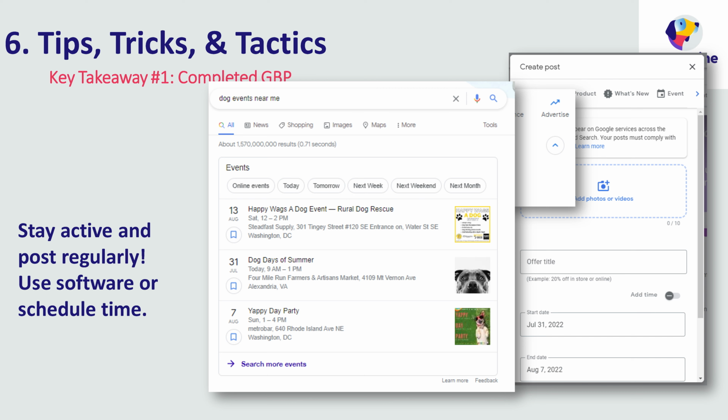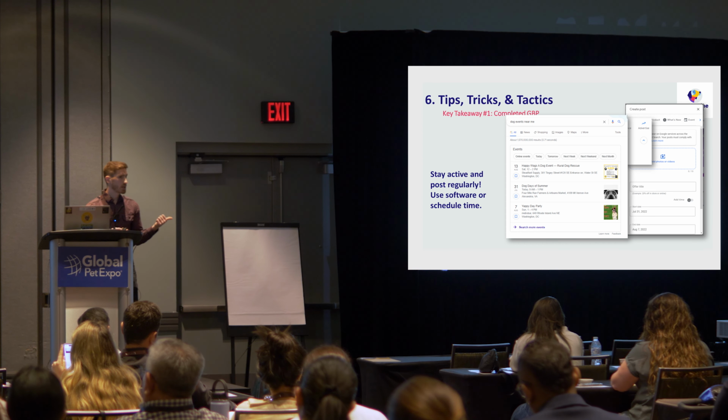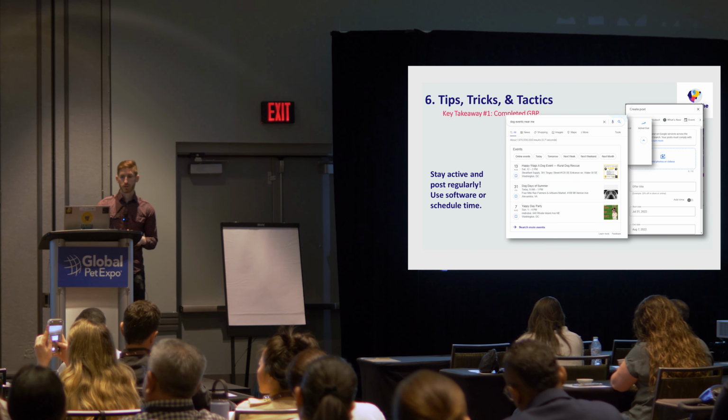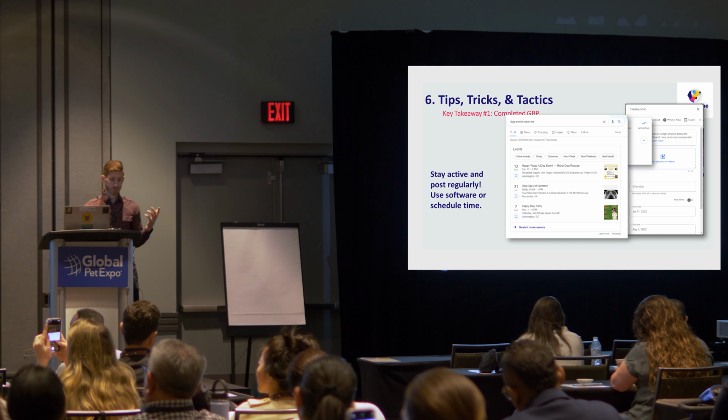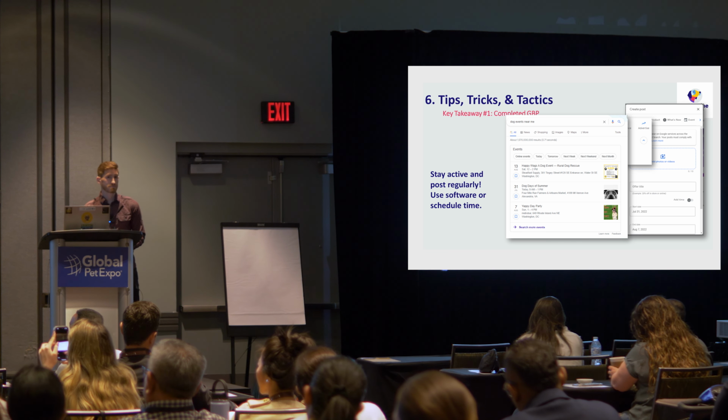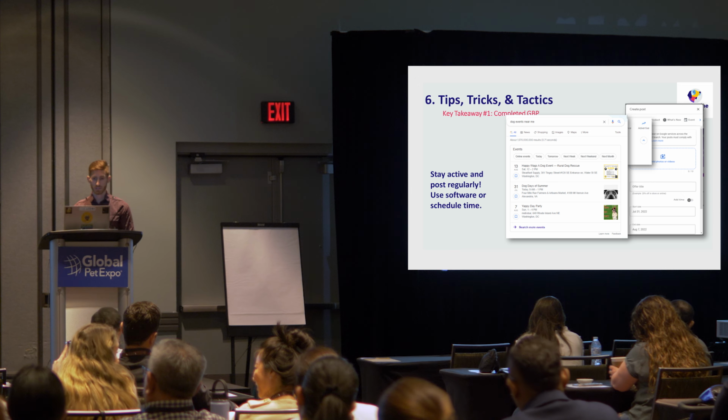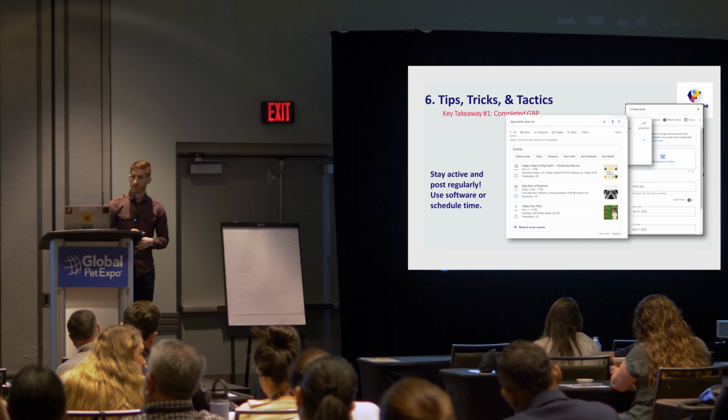Stay active, right? Post regularly. I would recommend either blocking out time or using a software that can help you post and schedule this stuff. I would say minimum 2 posts per week. Try to aim for 3, 4, or 5, something like that. You get a bunch of different post types, right? You get offers, you get products, you get events, and you also get updates.